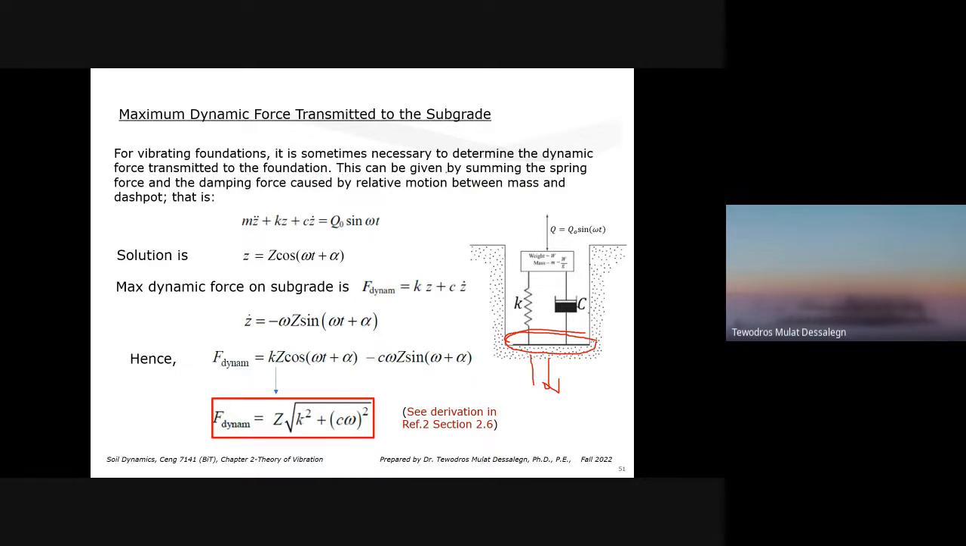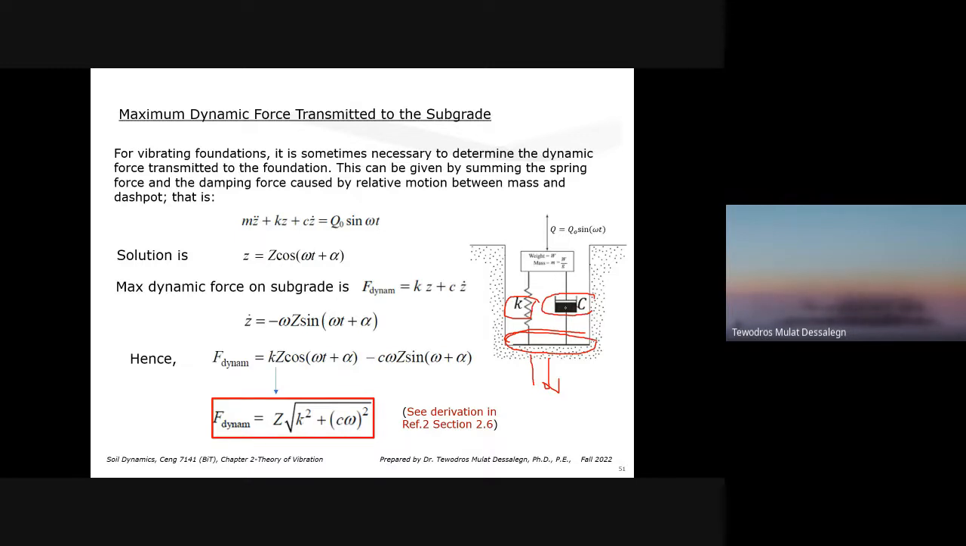This can be given by summing the spring force and the damping force caused by relative motion between the mass and the dashpot. When we have a spring only without damping, the force transmitted to the subgrade was only the spring force. But now we have damping, which is also damping out the motion. If it's a spring, any force acting here is passing to the ground also. But now damping, through its hydraulic system, is also helping to reduce the motion.